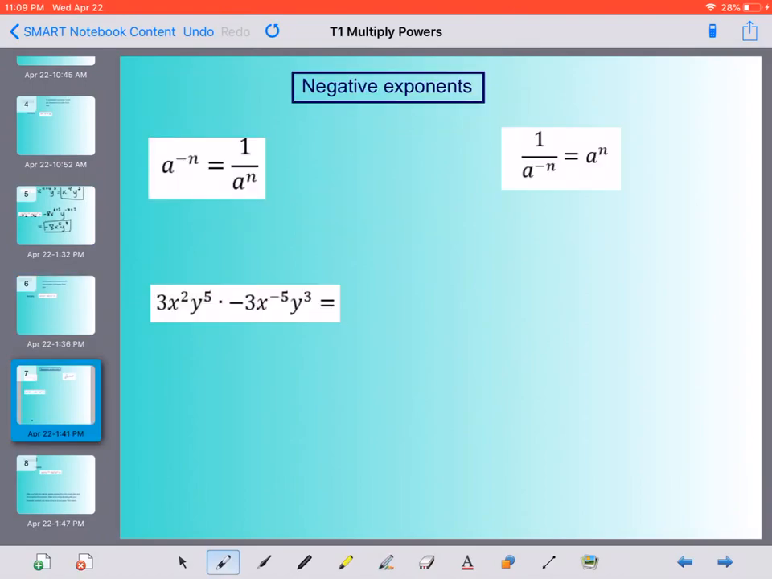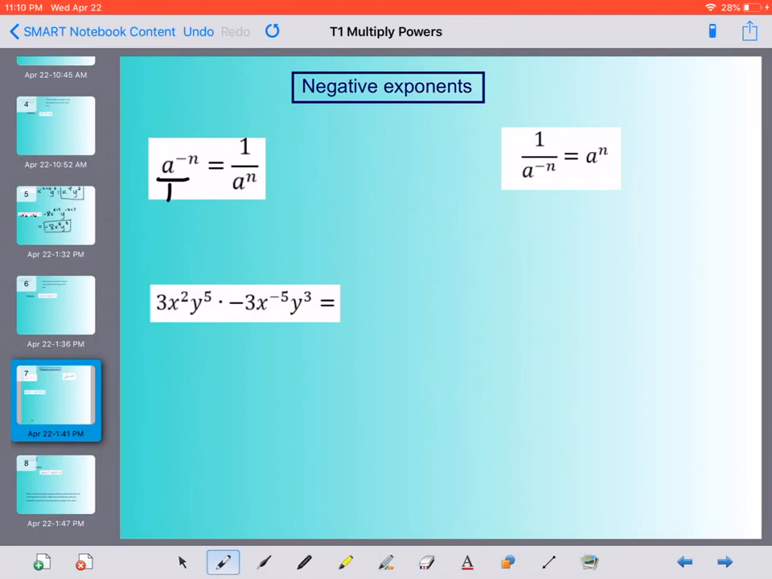Next, we're going to talk about negative exponents. I have a to the negative n is equal to 1 over a to the n. The negative exponent means reciprocal of a to the n power. Remember, reciprocal is when we exchange the numerator and the denominator. So that would give me a 1 in the denominator becomes the numerator. A to the negative n becomes a to the positive n in the denominator.